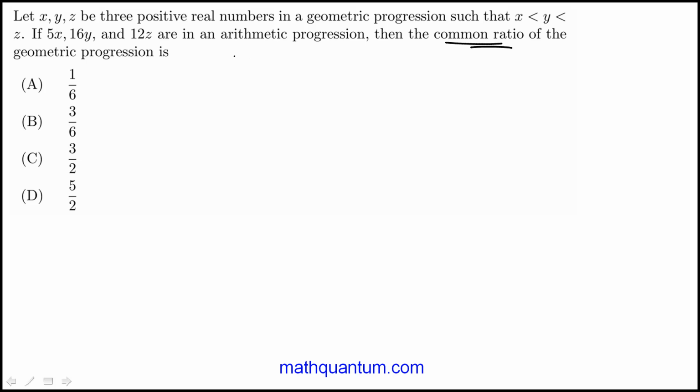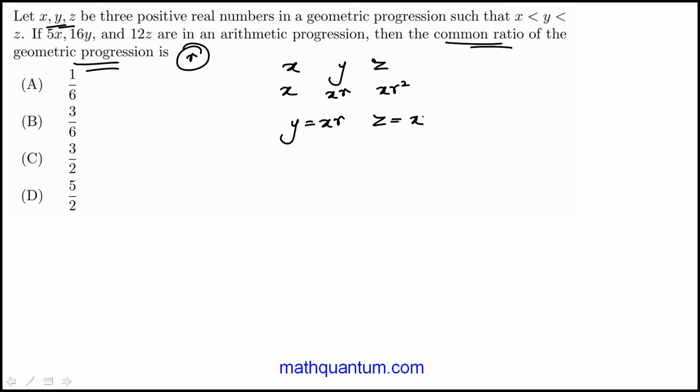So because the question is asking for the common ratio, I'll call that r, and then represent these three terms that are in geometric progression as x, y, z. So we have y equal to x times r, z is x r squared. And we're also given this constraint here that the sequence is increasing, so keep that in mind.